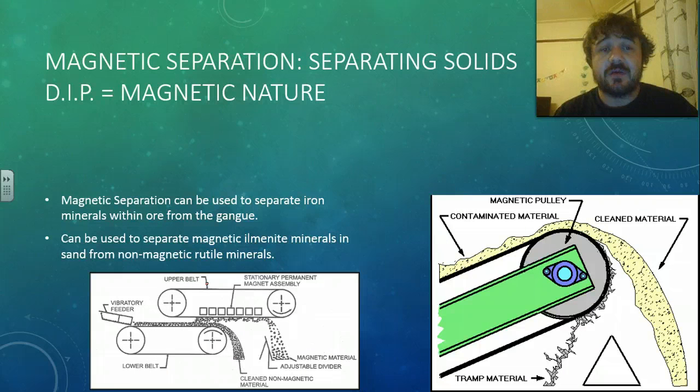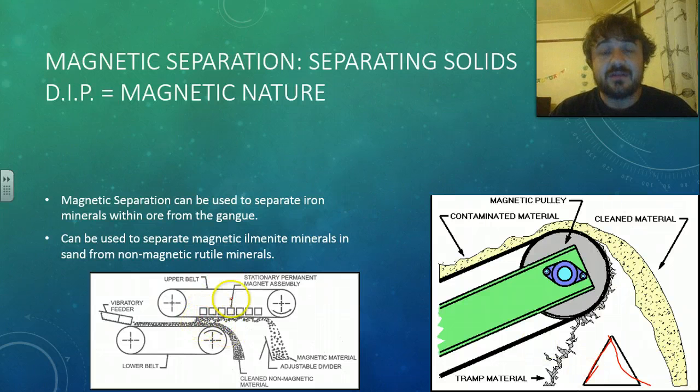All right, so magnetic separation. The D.I.P is the magnetic nature of the material. Again, it's pretty straightforward. You can separate iron minerals from the gangue within the ore, or in sand, you can use it to separate the ilmenite minerals from the rutile minerals, because one is magnetic and the other isn't. These are two ways it could work. The material comes down here, and the magnetic stuff holds on because the pulley is magnetic, so it holds on until it goes past the pulley, then lets go, and you've got this barrier here to prevent anything from contaminating each other.